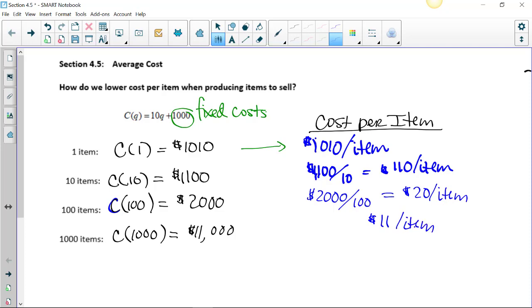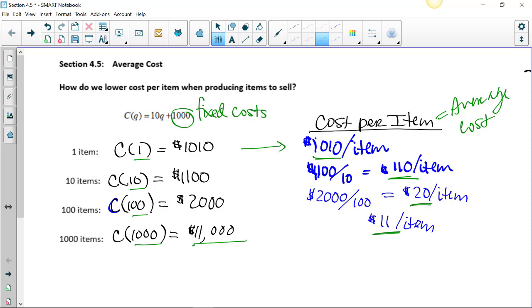So my cost per item is going to be $11 per item. If we look at what's happening, as the number of items we produce increases, so does our total cost, which is understandable. But what about our cost per item? As the number of items increases, our cost per item is decreasing. Our average cost is decreasing. We talk about our cost per item being our average cost. On average, it's costing us that amount.